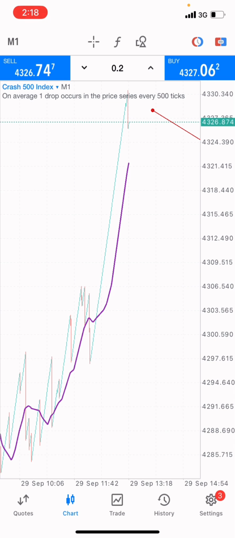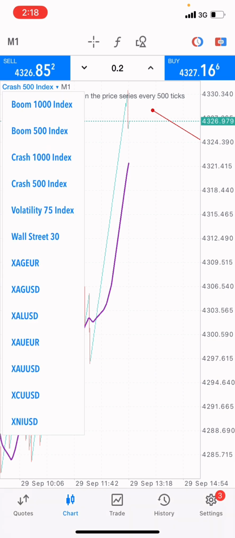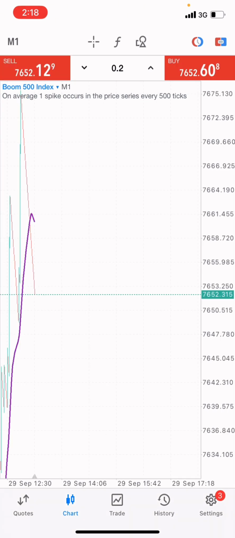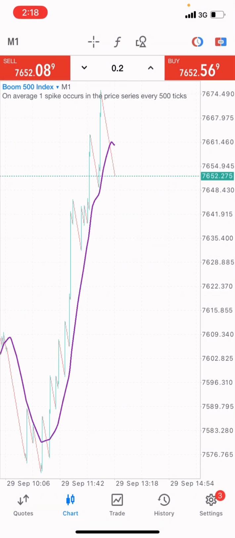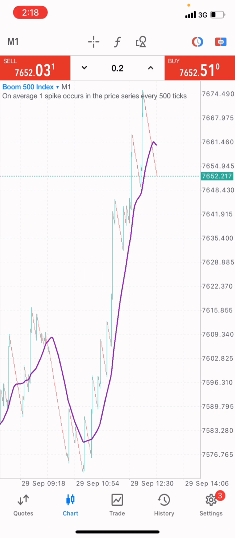All right, now I don't want to use any indicator yet, but let's go over to the boom market. Let me show you guys how you can do a proper analysis and have a profitable trade on the market. Now let's go over to the boom 500 index market right here. As you can see, we're on the boom market right now. The moving average is on the chart. That's perfect. Okay, now this is the 1 minute time frame.